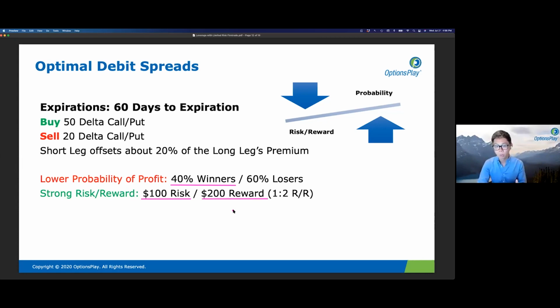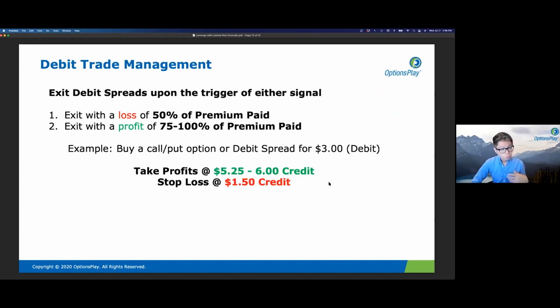Probability is only one half of the equation. If you focus just on probability, it's very likely that you're not focused enough on profitability, which is really what you should be focused on, okay? And then once you're in these trades, how do you manage them, okay? The rules for buying a call option or buying a debit spread are identical. They're actually fairly simple. There's only two possible triggers that generate a signal to exit the trade. You either exit at a loss of 50% of the premium that you've paid, or you exit at a profit at 75 to 100% of the premium that you've paid.